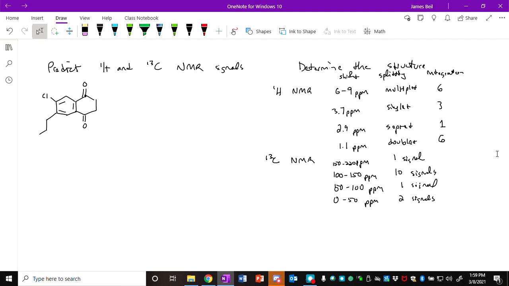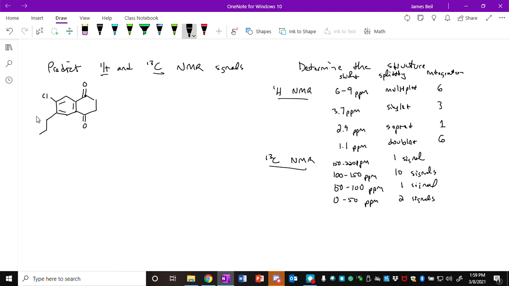So I'd probably ask you to look at both proton and carbon. Maybe, maybe not. Definitely, you want to at least be prepared to predict signals for both types of NMR and as well as determine a structure from given NMR signals. So we'll look at an example of each of those.